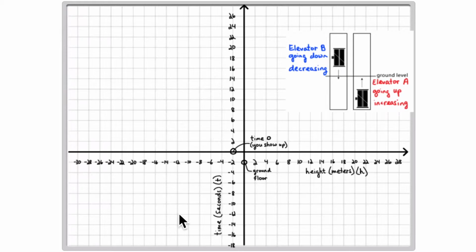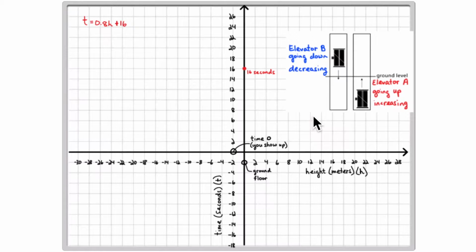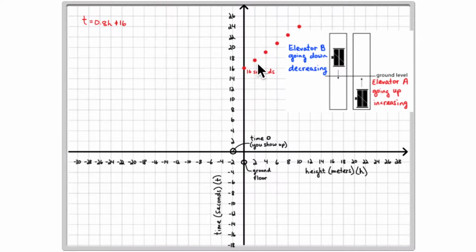Okay, so let's look at this on a graph. If we graph these two equations, this is the equation for elevator A. If you just start graphing it without thinking about it too much, the y-intercept is at 16 seconds. It's right here. And notice once again that height is on the horizontal or x-axis and time is on the vertical or y-axis. So the y-intercept is 16 seconds, and this is going to go up 0.8 of a second for each meter. Forward 1 meter, up 0.8 of a second. Forward 2 meters, up 1 6/10 seconds.